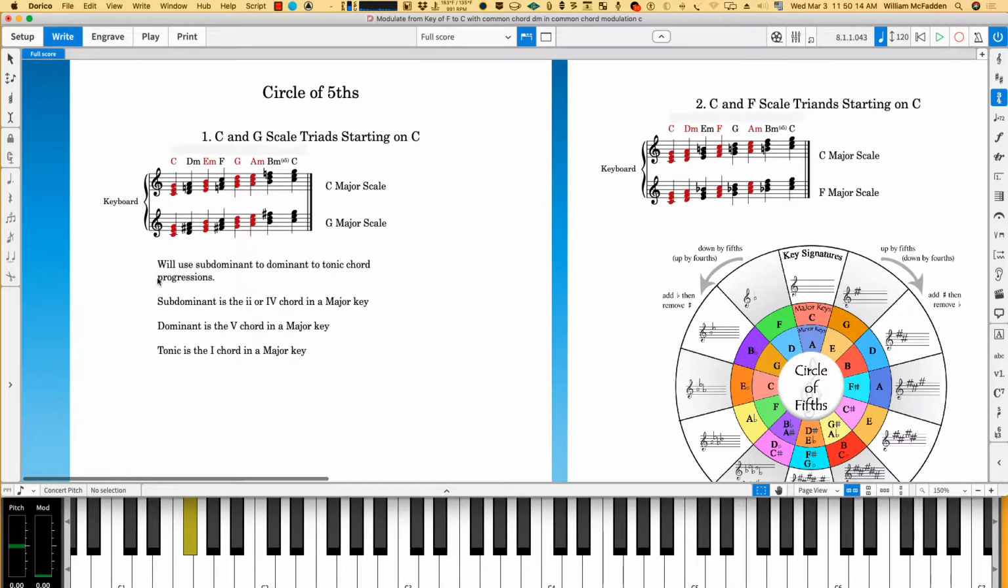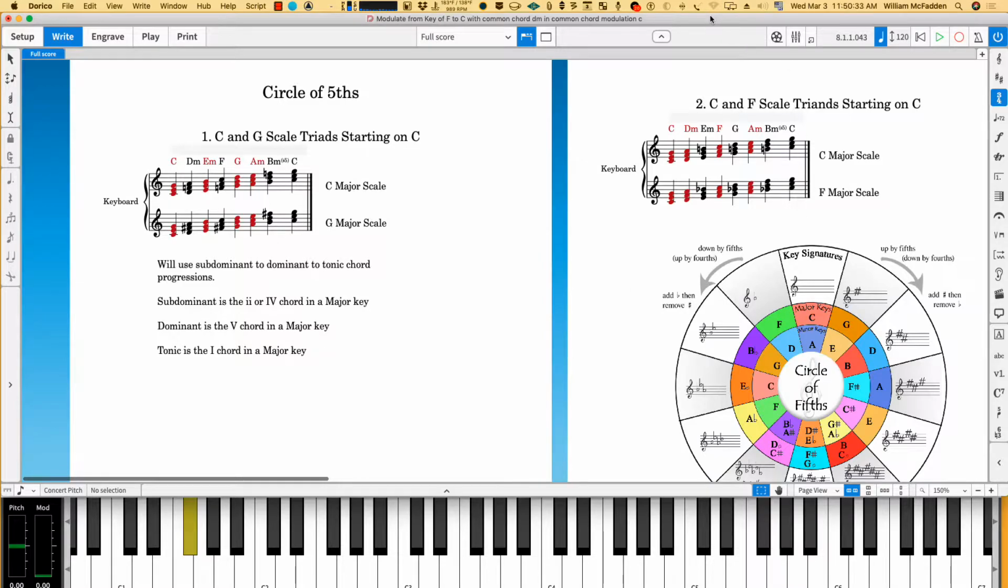And we'll be using the subdominant to dominant to tonic chord progressions, which establish the key. And the subdominant is the 2 or 4 chord in a major key, and the dominant is the 5 chord in a major key. And the tonic is, of course, the 1 chord in a major key.